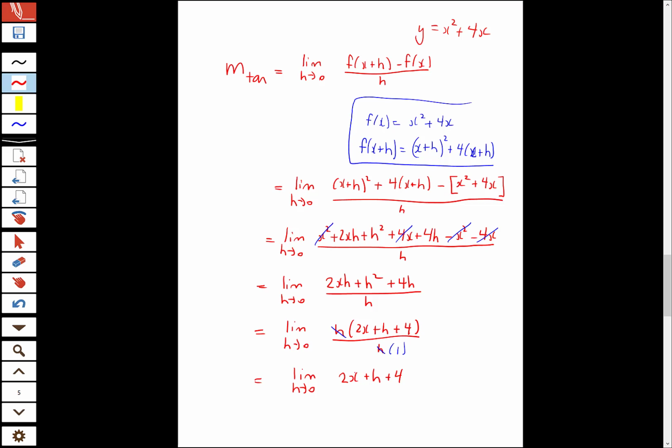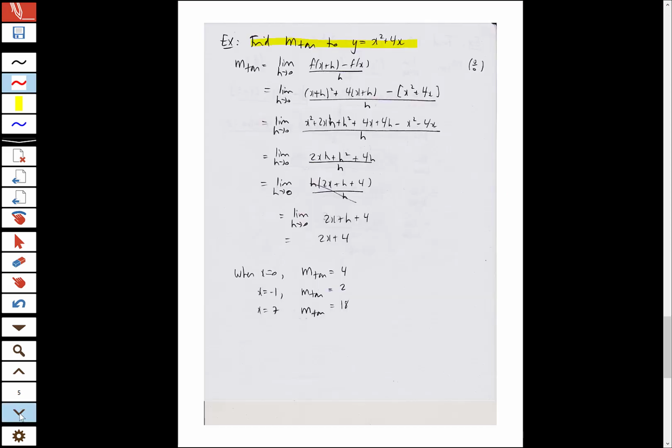And this is the very first step where it now makes sense to plug in h equals 0, because this expression here is continuous at h equals 0. So you can drop the limit sign. You don't need that anymore, and you can actually sub in, and you'd have 2x plus 4. So 2x plus 4 tells us the slope of the tangent line to that specific curve at any point on the curve. So let's go back to our problem here, and we can actually draw a picture.